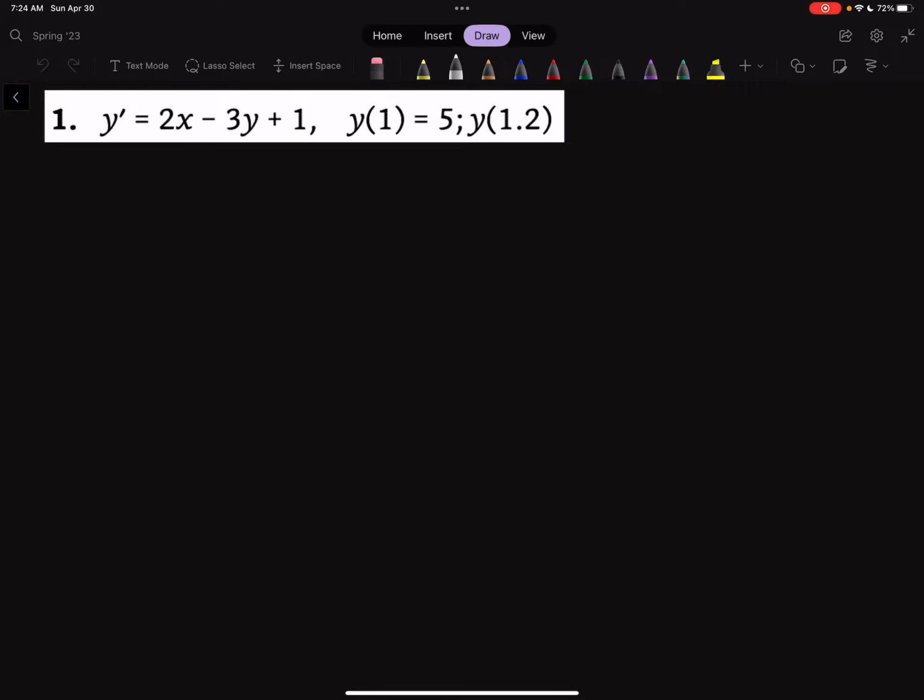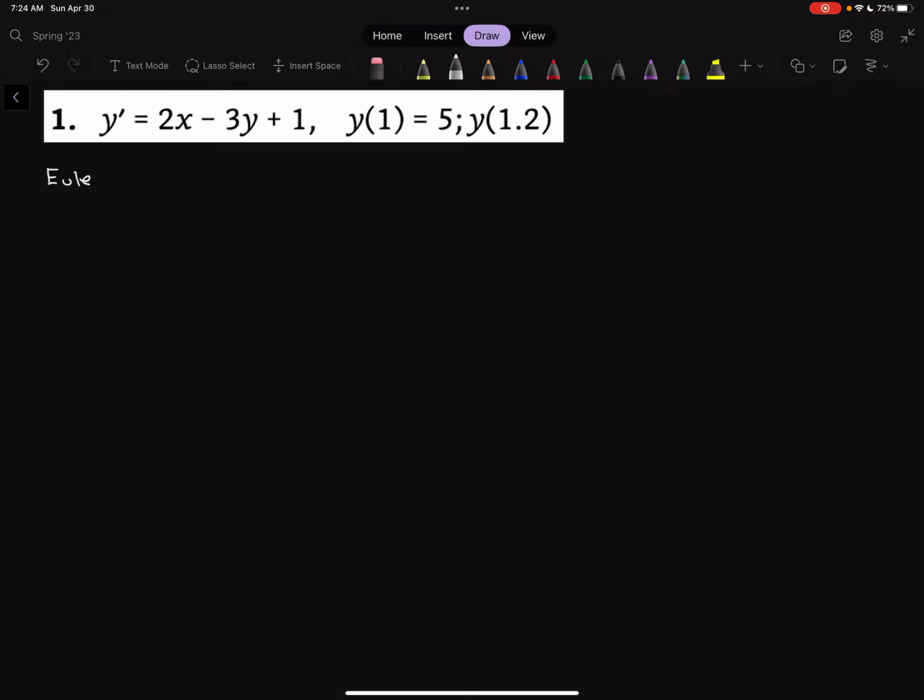Hi, this is another quick exercise on Euler's method. Euler's method is pretty useful to approximate how a solution of a nonlinear differential equation, or even linear, but in nonlinear cases, that's where it's useful. So what is Euler's method?